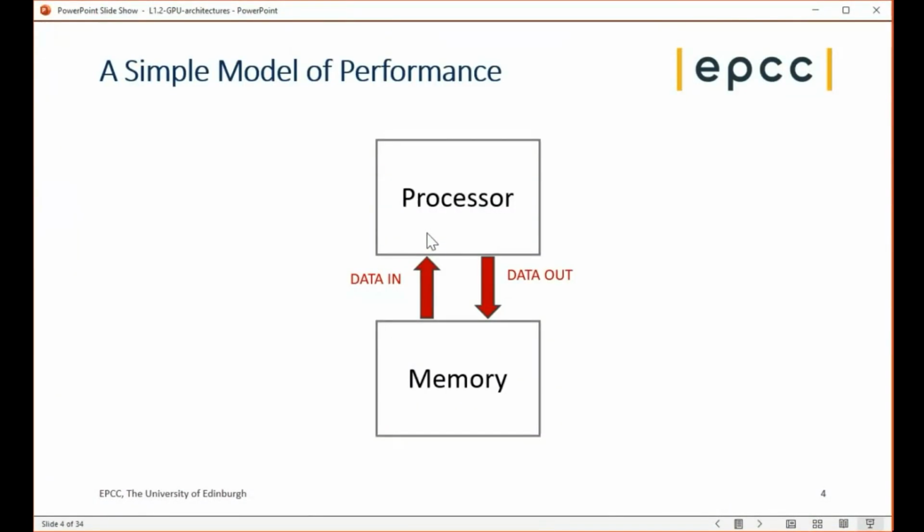So a very simple model of performance for any computer is you have a processor, a CPU or a GPU, and you have memory, and you take data in and you get data out, input and output. That is clearly a very simple model. But for HPC, I think it's very important to realize that for large-scale computing, the bottleneck is often the data transfer. The bottleneck is not often how quick your processor can work, but how fast you can get data in and out.